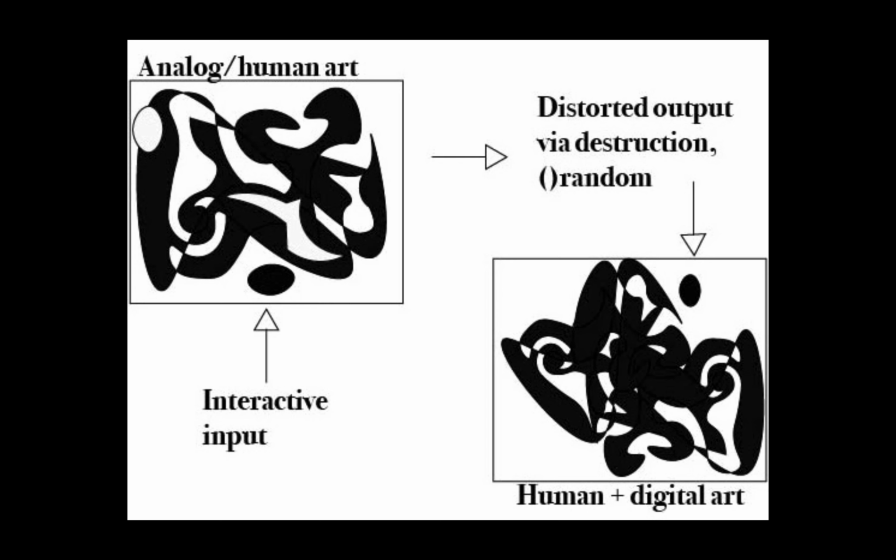So, an idea for my work is that there's some sort of interactive input which manipulates pre-made analog human art, which causes some kind of randomization or distorted output via destruction or random function, creating a human and digital art piece.